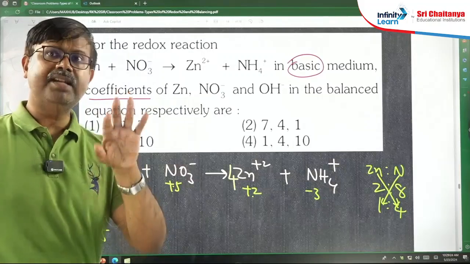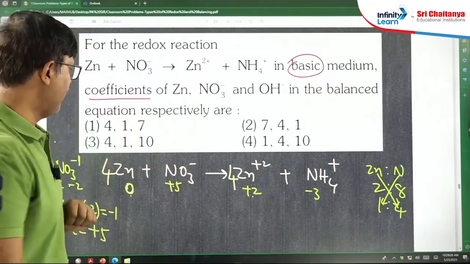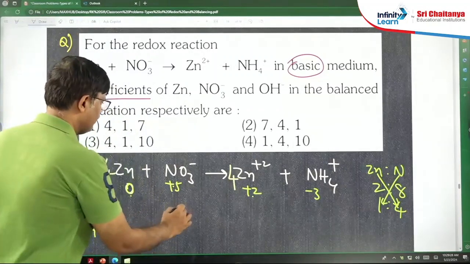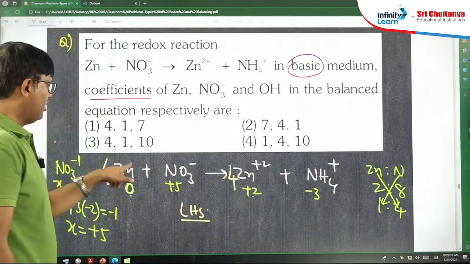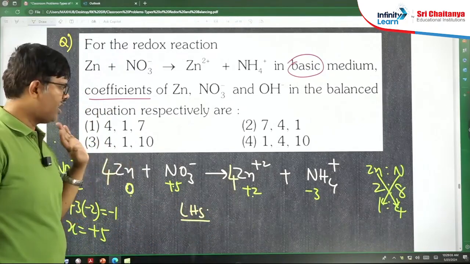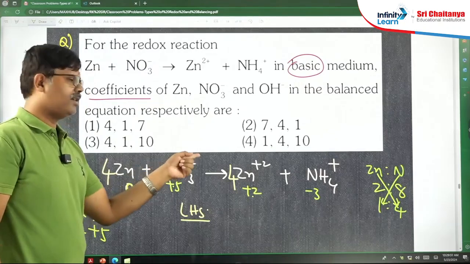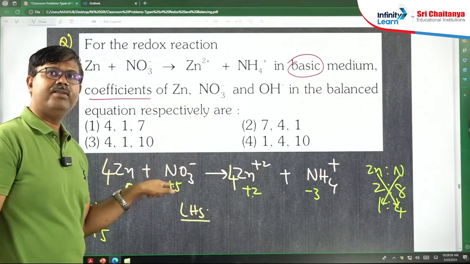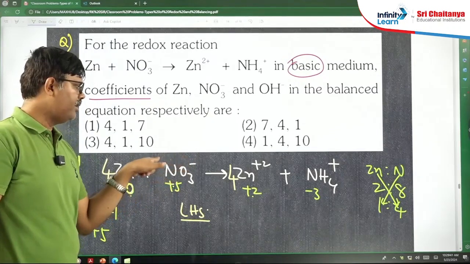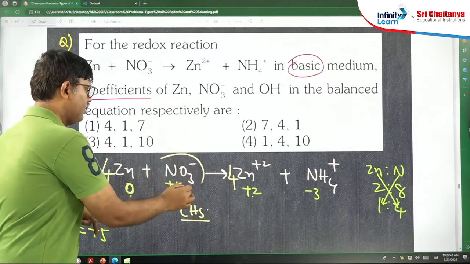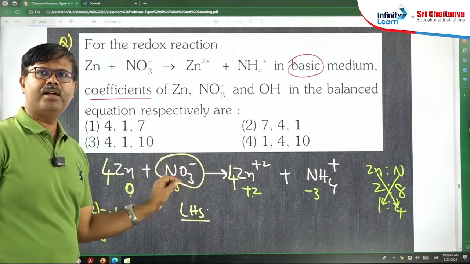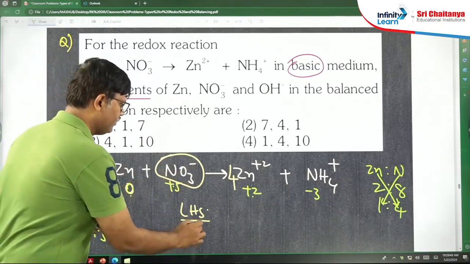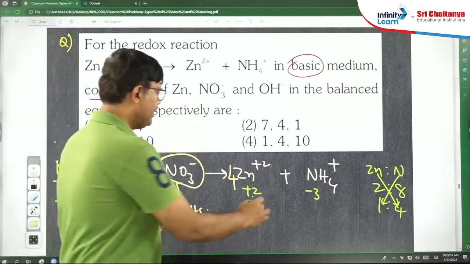Okay, now charge balance. Left side, what is the charge? LHS, what is the charge? Here zinc means neutral state, no charge. NO3 minus 1. Don't take this plus 5, that is the oxidation state. Look at only NO3 minus. NO3 minus means what is the total negative charge? Minus 1. Okay, right side, let's see.